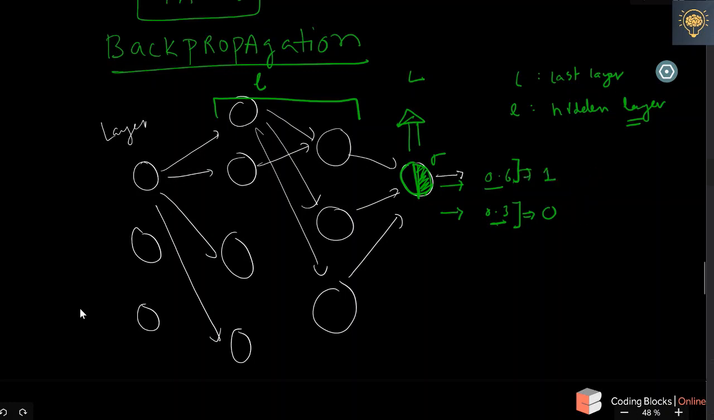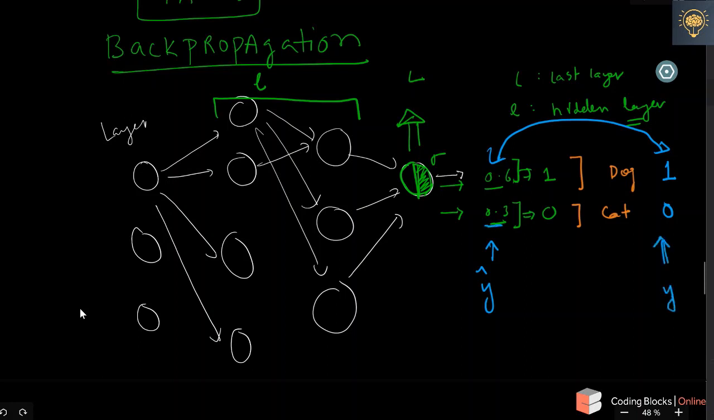So let's say this 1 means a dog, this 0 means a cat. We want to figure out what the loss is. In the actual data, let's say the actual output was 1 and 0 only. The loss we compute is the difference between the predicted values y hat and the actual values y. This difference between these two values is treated as loss.